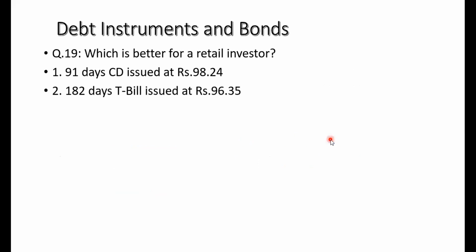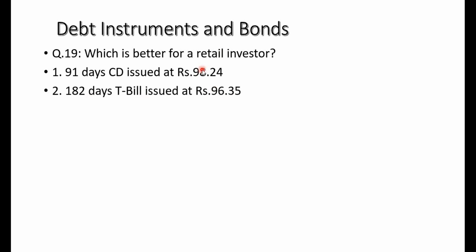Here they are twisting. Here CD. 91 day CD. CD means certificate of deposit. Same bank. 91 day CD issued at 98.24. 182 days T-bill issued at 96.35. Beautiful question. Now you go one by one. Here also you have to find out the rate of return. Which is better, you have to determine based on the overall return, how much he is getting.